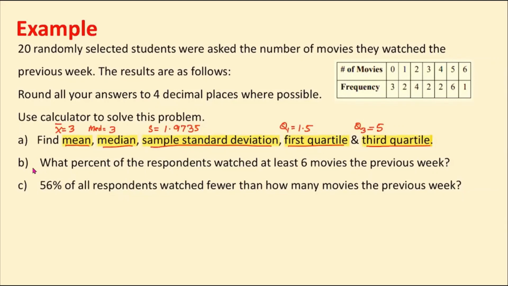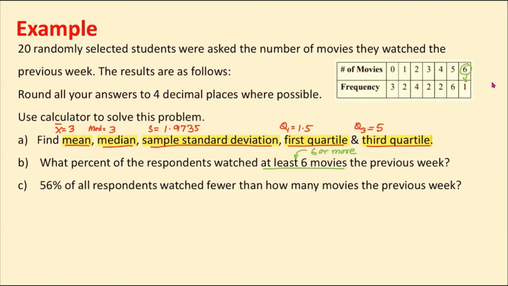In part B, the question says, what percent of the respondents watched at least 6 movies the previous week? So you need to know the meaning of at least 6. When we say at least 6 movies, the meaning of that is 6 or more. So you can see here we have 6 movies. One student watched 6 movies.